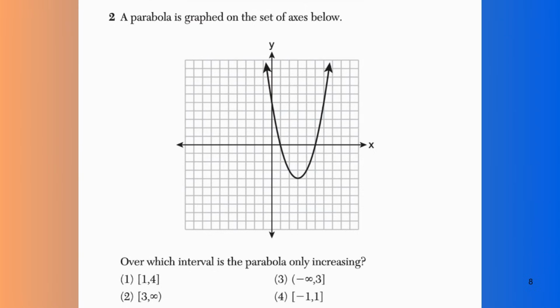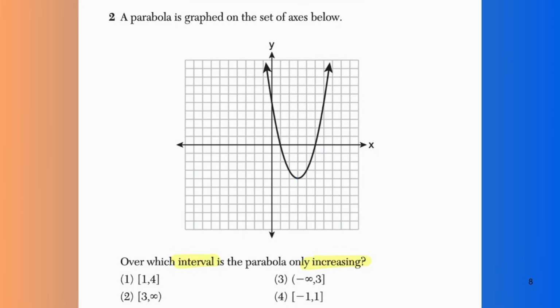Moving on to number 2, it gives us a parabola graphed on the set of axes and wants to know over which interval, meaning between which x values, is the parabola only increasing? When is it going upwards and only upwards? So if I look at the parabola, I know that the vertex is the turning point. That's what changes it from going down over some interval to then going up over some interval, or vice versa.